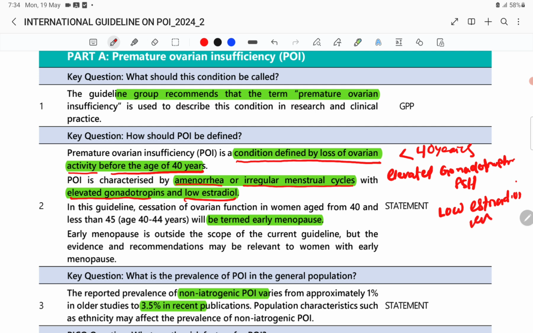The condition is defined by loss of ovarian activity before the age of 40 years, with amenorrhea or irregular menstrual cycle along with elevated gonadotropins, that is FSH will rise, and low estradiol level.